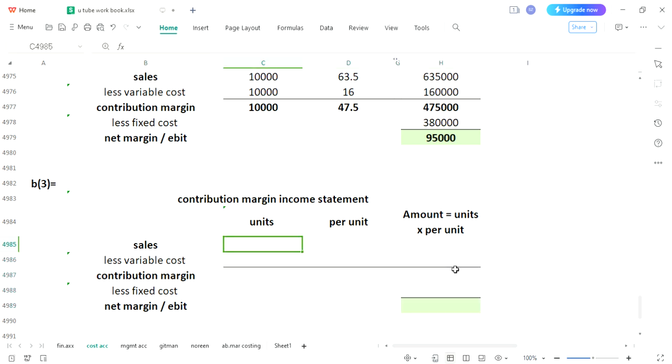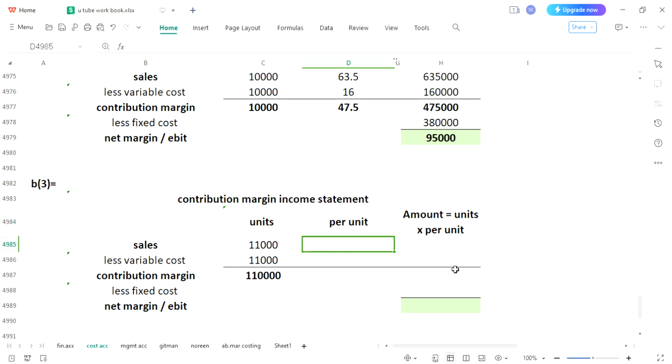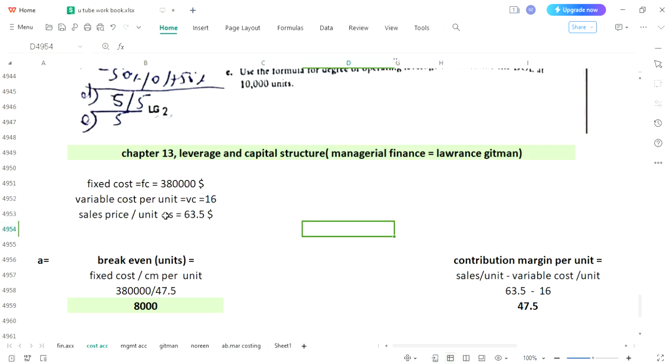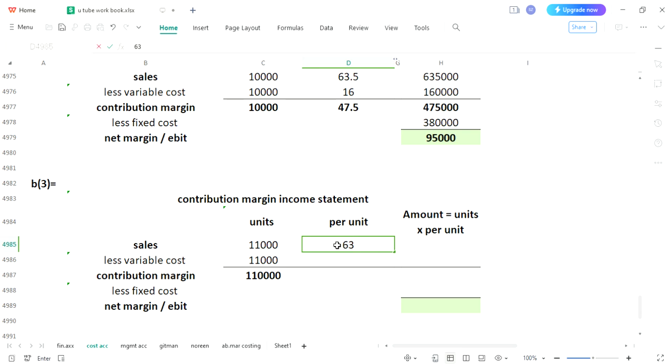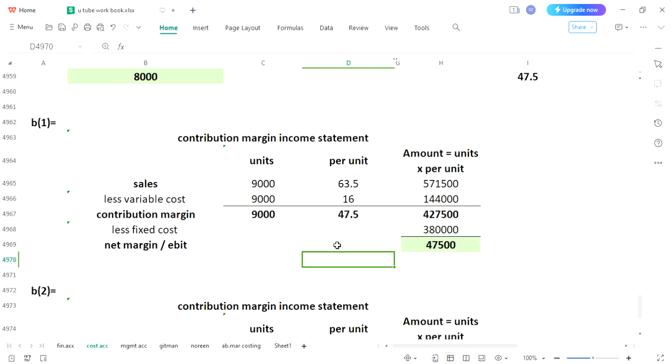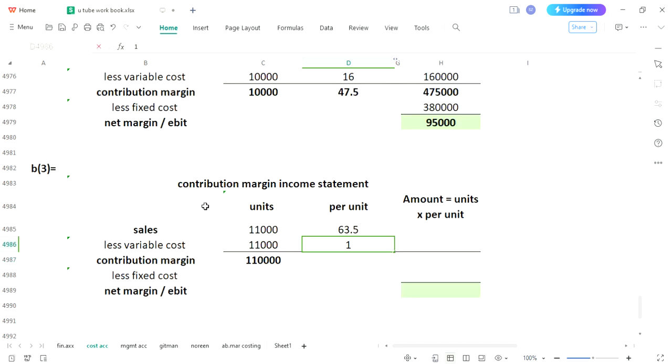Since units have been altered, we will put all values again. 11,000 number of units for sale. As you know, the number of units of sales would always be equal to the number of units of variable cost, and the number of units of contribution margin would also be similar. For sale price, I'm hopeful that you remember this is your sale price per unit 63.5. So just put 63.5 over here. Variable cost was 16. Let me show you. Variable cost 16. Since we have done it more than one time, it is in our memory.